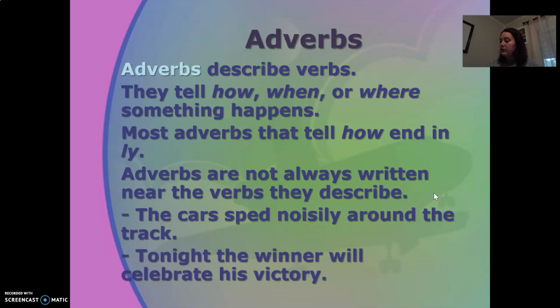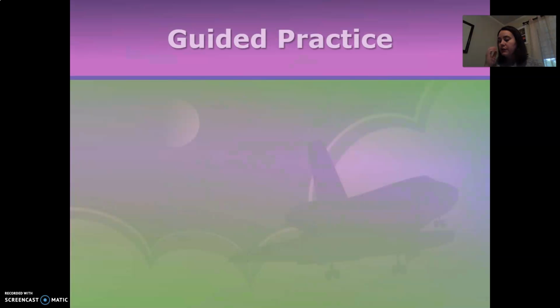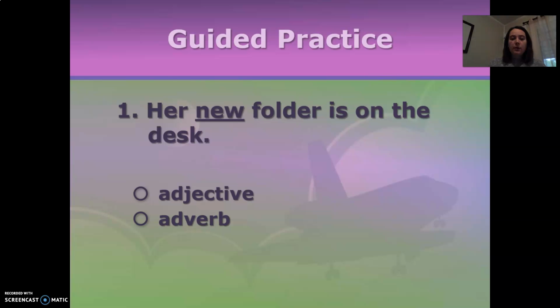So if you'll take your work page and go to page 243, let's work through our guided practice together. So for the first section, we need to decide whether each underlined word is an adjective or an adverb, and we're going to fill in the circle underneath to show the correct answer. So for number one, her new folder is on the desk.